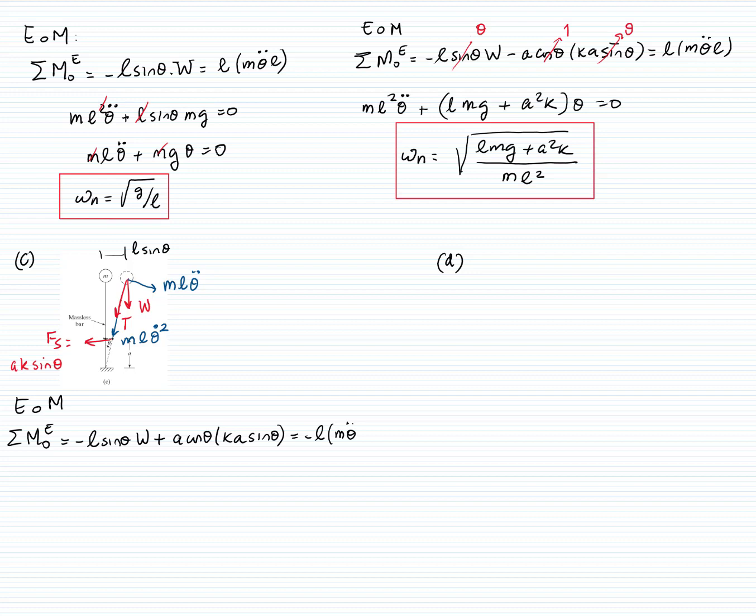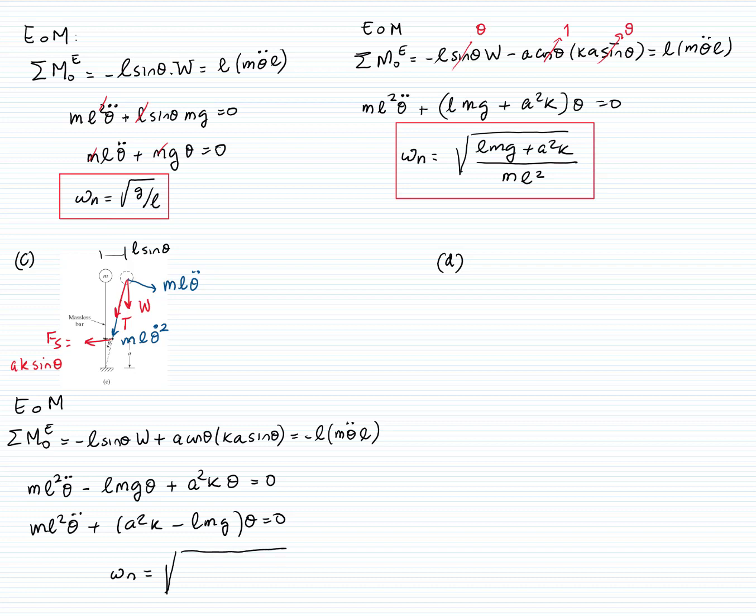If we put all the terms on only one side of the equation and we simplify the sine and cosine, as we did for the previous cases, we get that m L squared theta double dot minus L m g theta plus a squared k theta is equal to zero. And we can further simplify this as m L squared theta double dot plus, in brackets, a squared k minus L m g, all that multiplies theta, equals zero. And here the natural frequency will be the square root of k equivalent divided by the mass equivalent. And again, we have a squared k minus L m g divided by m L squared.